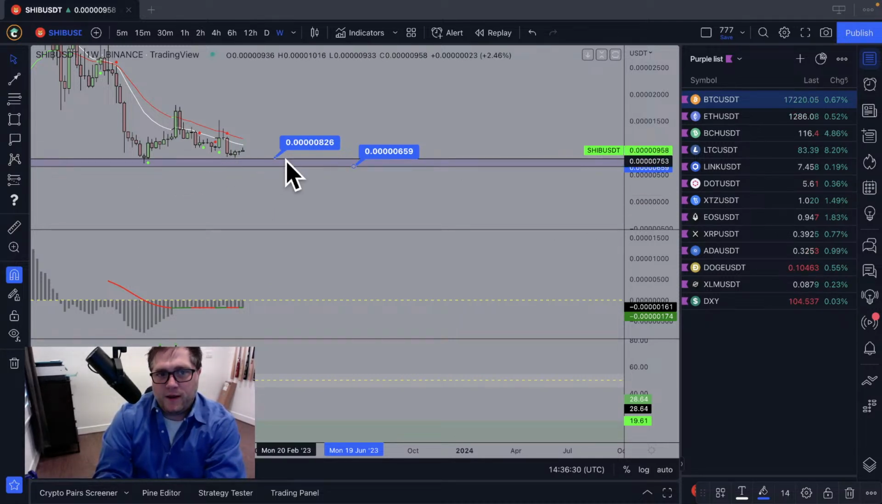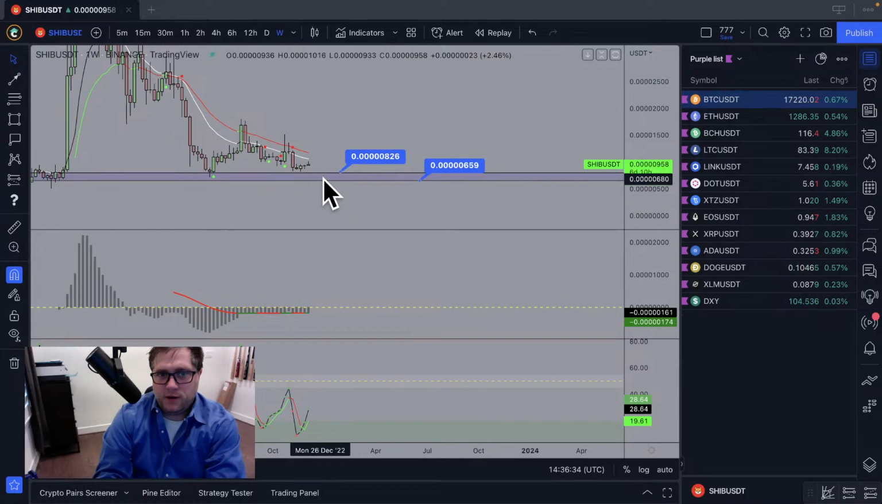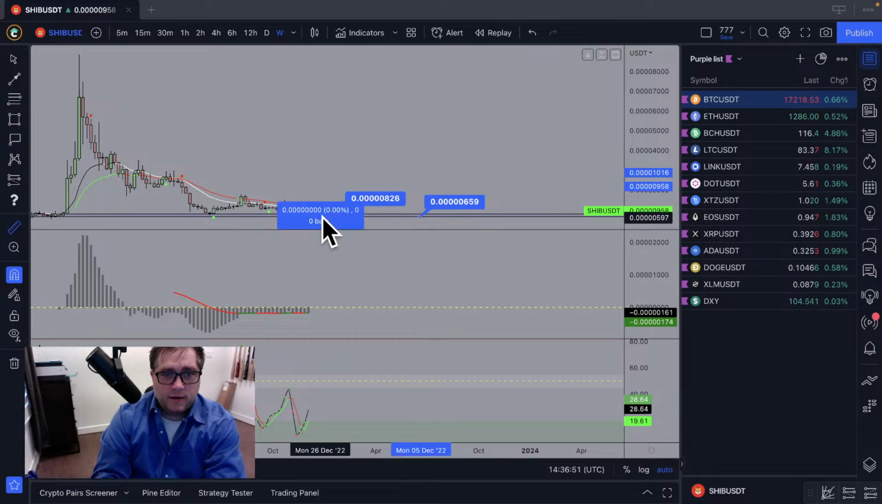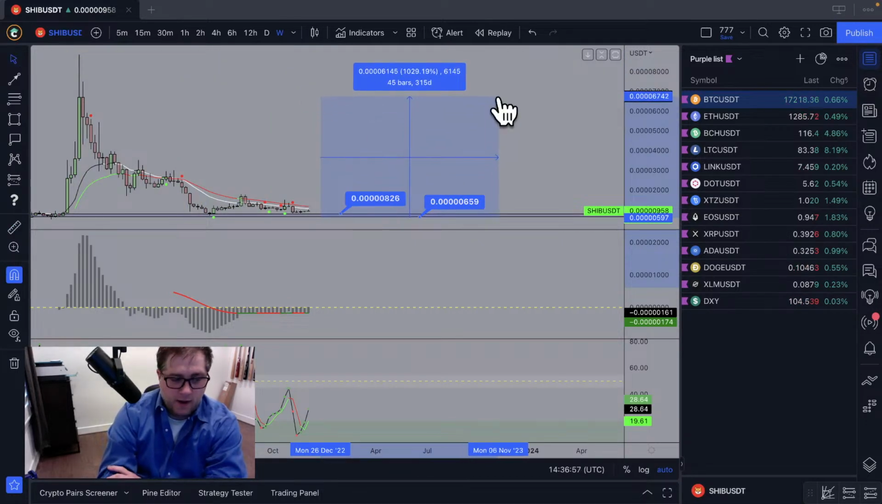But right now you would want to wait to get into Shiba Inu, and your whole point of getting into Shiba Inu is to make tons of money, but you also know you're going to end up holding it for quite a while. So if you get in right here and you go back up to your all-time high, you're looking at a 1,300% return on your money.